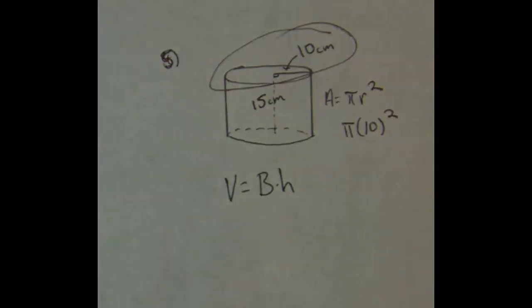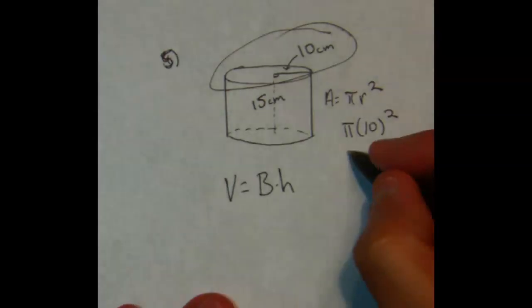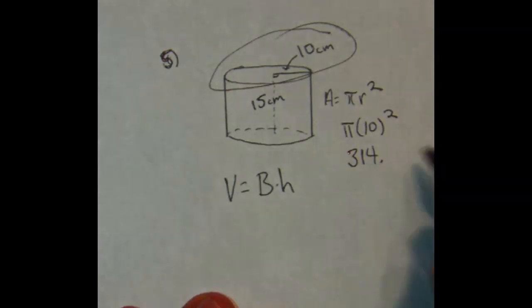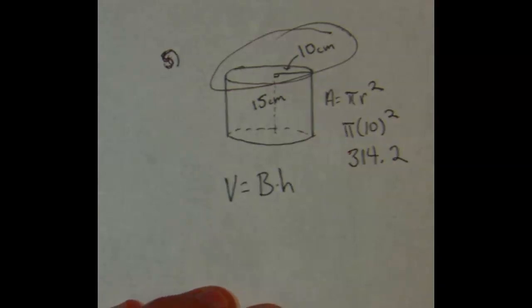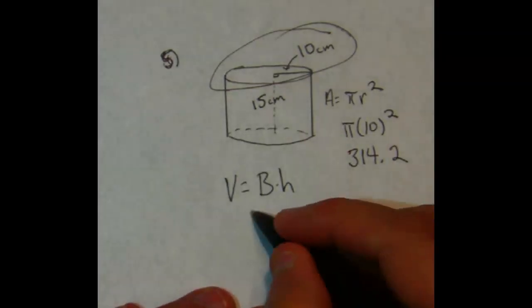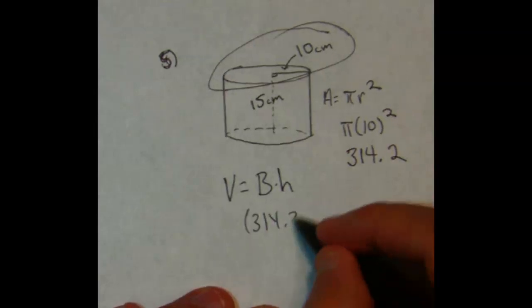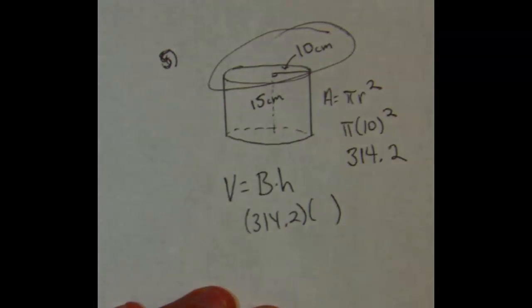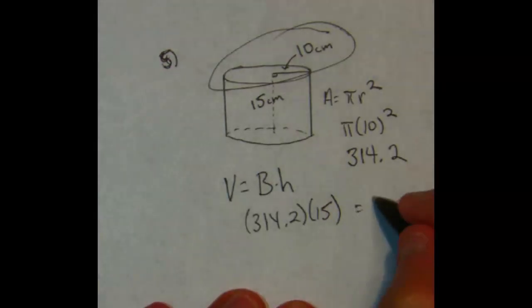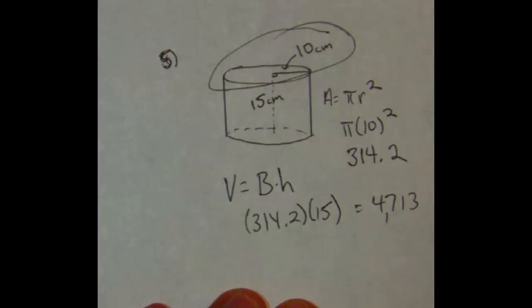Now let's put this in our calculators. So pi times 10 squared is equal to 314.2. So this is going to be our base. And then we have our height, 15. So let's take the 314.2, multiply it by 15, and we get 4,713 centimeters cubed. Okay, pretty simple.